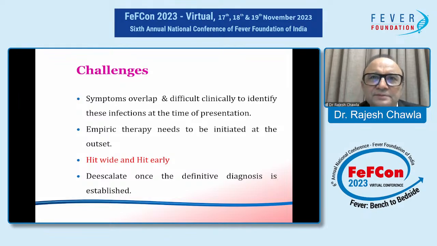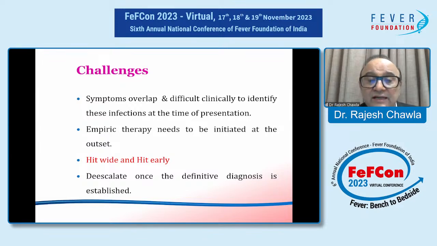So the challenge is that the symptoms overlap. It is not that malaria is different and dengue is different; the symptoms overlap, and it is difficult to identify these infections clinically at the time of presentation. You have to start treatment, stabilize them, and resuscitate them. Many of them are in sepsis and septic shock, so you have to hit wide, so that you don't leave anything out while investigating, and hit early. Even in bacterial infection, if you do not start antibiotics within 1 hour in septic shock, and within 3 hours in sepsis, the mortality is higher.